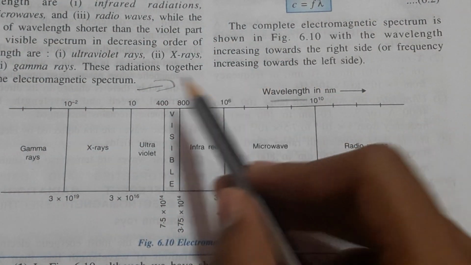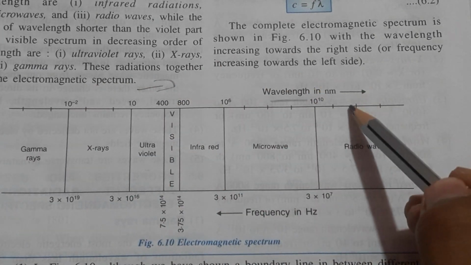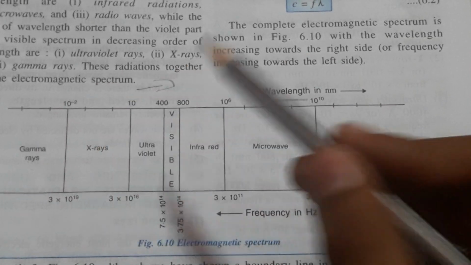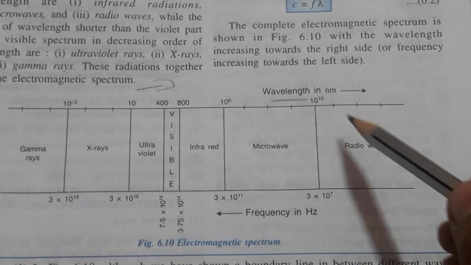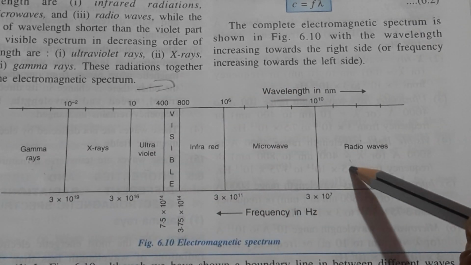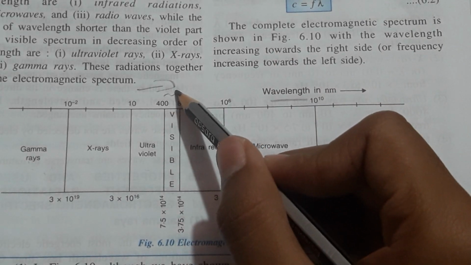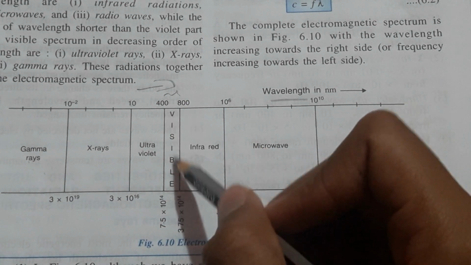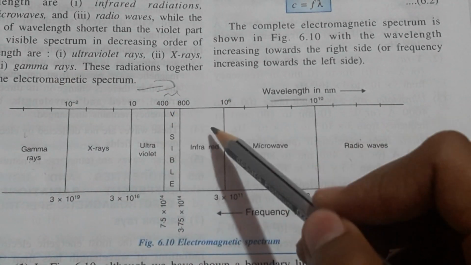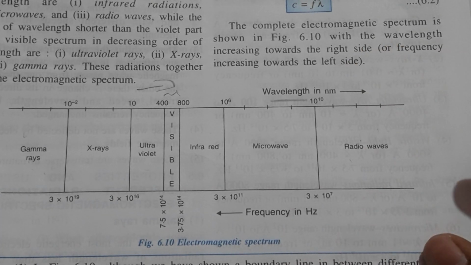When coming to wavelength, moving from gamma rays to radio waves, it is the increasing order of wavelength, and moving from radio waves to gamma rays, it is the decreasing order of wavelength. But when coming to frequency, moving from radio waves to gamma rays, it is the increasing order, and moving from gamma rays to radio waves, it is the decreasing order of frequency. So this is the visible spectrum, and gamma rays, ultraviolet rays and infrared radiation to radio waves are called the invisible spectrum. Now we will learn about common properties.